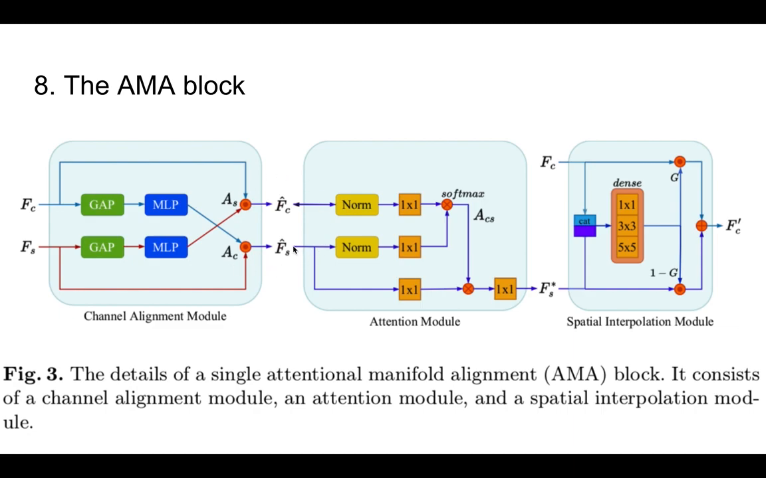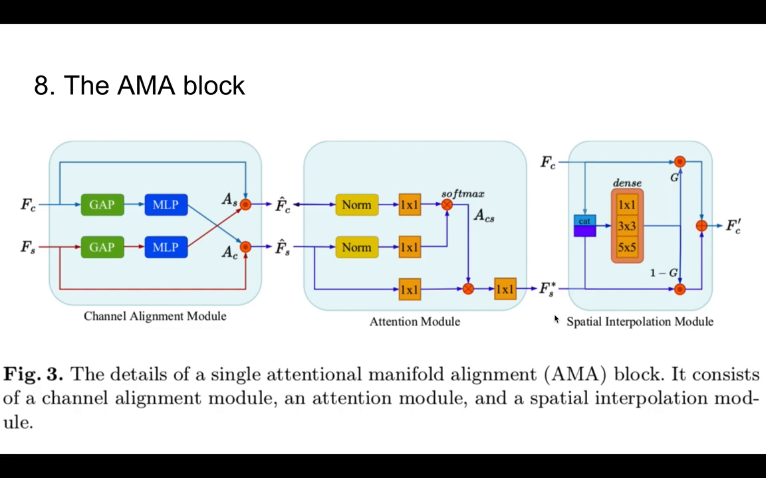Afterwards, we can use the attention module to better capture the distribution of the content and style features. And the attention module is just the ordinary attention module that redistributes the style feature according to the attention map for stylization. And finally, the spatial interpolation module summarizes spatial information to adaptively interpolate between the content feature FC and the redistributed style feature FS star.